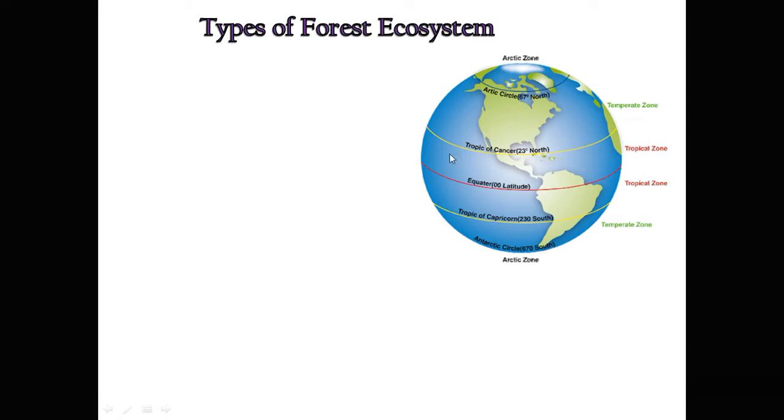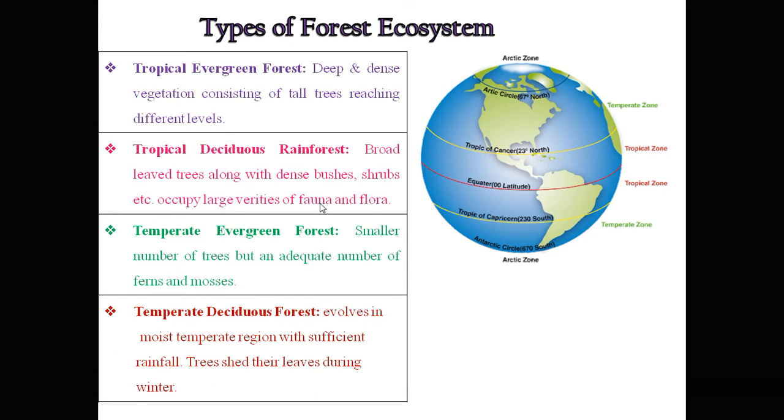So these are the different zones, and the forest ecosystems present in these zones are named accordingly as tropical evergreen rainforest or tropical evergreen forest. This forest is characterized by deep and dense vegetation consisting of tall trees reaching different levels. The second type is tropical deciduous rainforest. The main characteristic of tropical deciduous rainforest are broad-leaved trees along with dense bushes, shrubs, etc.